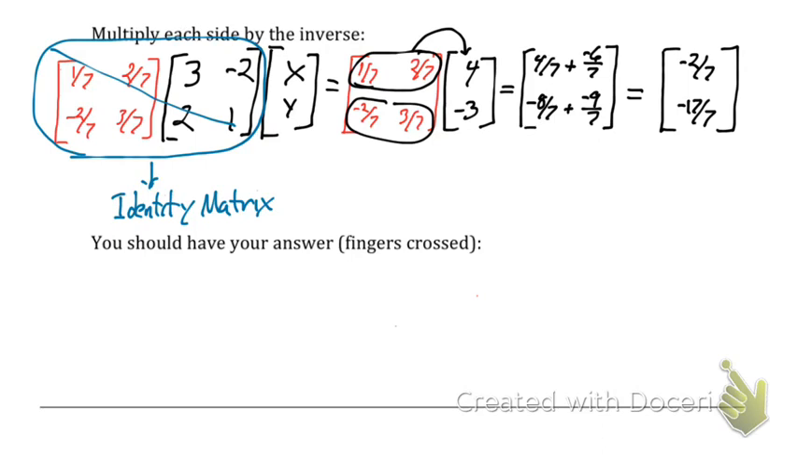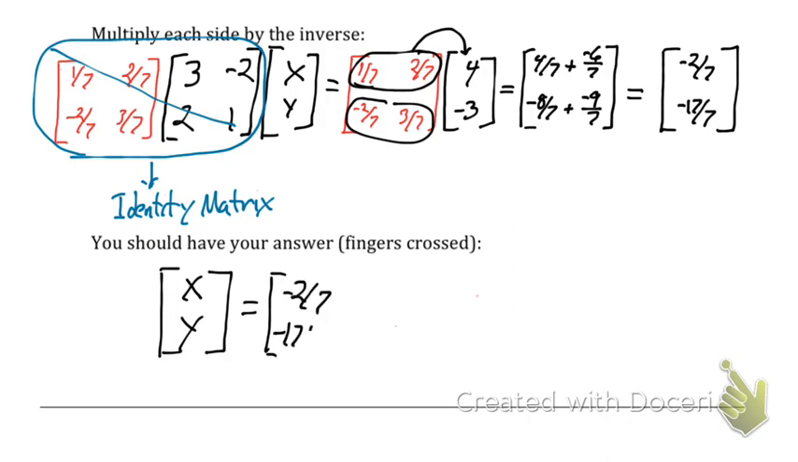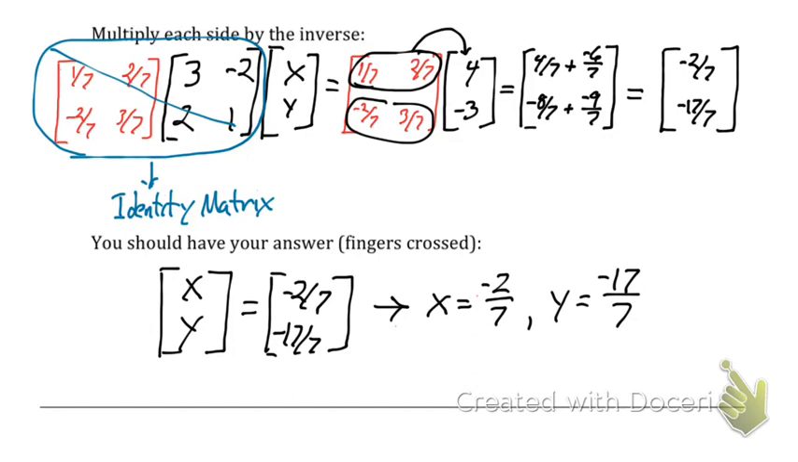So in other words, all I have left right now on the left-hand side is an identity matrix times x and y, so I'm just left with x over y. And that's going to equal, my right side ended up being negative 2 over 7, negative 17 over 7. So in fact, we just have x equals negative 2 over 7 and y equals negative 17 over 7.